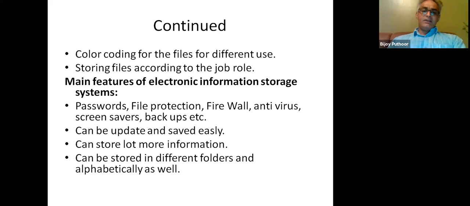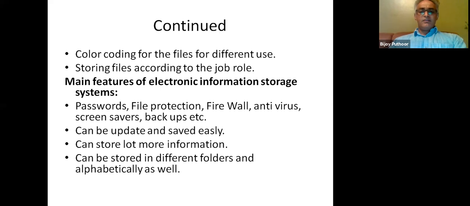Storing files according to the job role. So if you've got different files, you've got a manager, assistant manager, deputy manager, support workers, senior support workers, etc. You have the storing of files according to the job role. So it is easy to access and easy to store, and safe and secure as well.